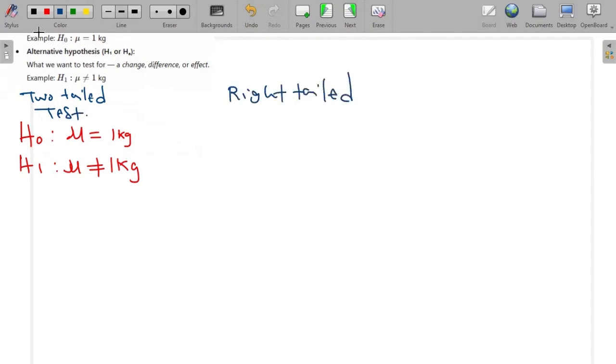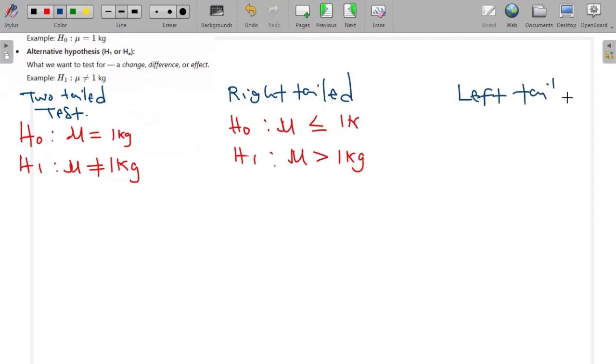It's right-tailed because of what I have in the alternative hypothesis. The alternative said the mu should be greater than 1 kg, so the null is going to say less than or equal to 1 kg. But some people will just put the equal sign. It doesn't make any difference, even if they just put equal to, and the alternative is greater than.